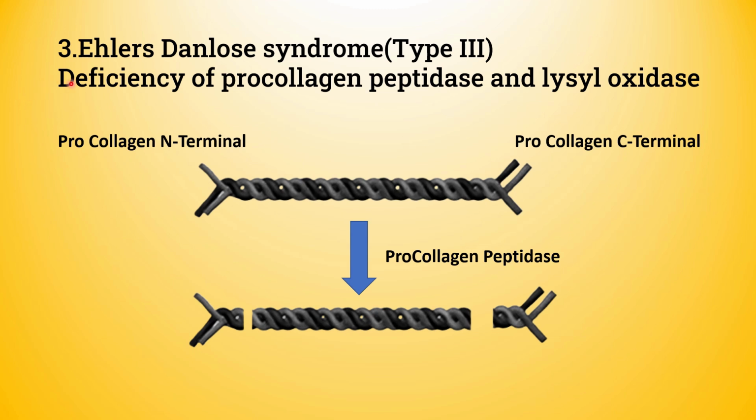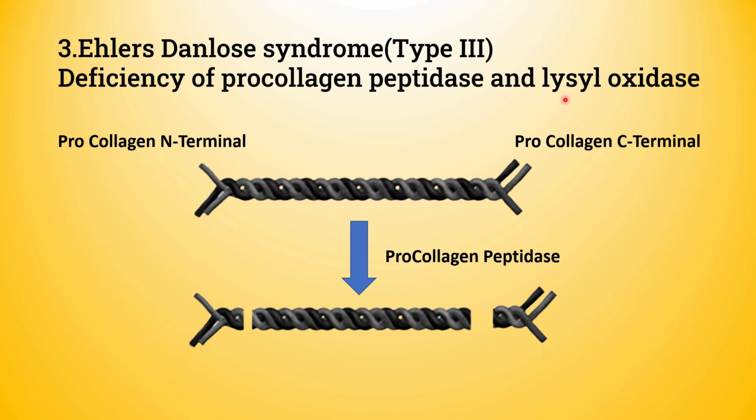Third one is Ehlers-Danlos syndrome, and it is a type 3 collagen deficiency. Here there is a deficiency of pro-collagen peptidase and lysyl oxidase. The biochemical basis of Ehlers-Danlos syndrome is that the peptidase enzyme, which is responsible for cleaving the N-terminal and C-terminal ends of pro-collagen, is deficient, so proper cleaving will not occur.